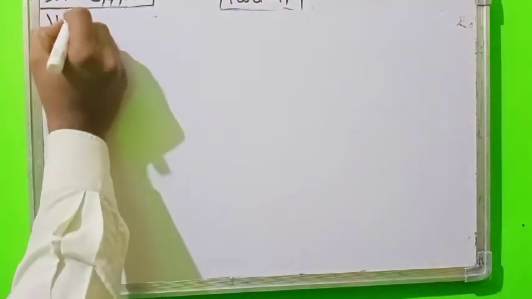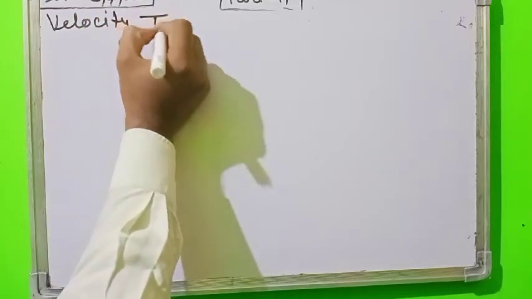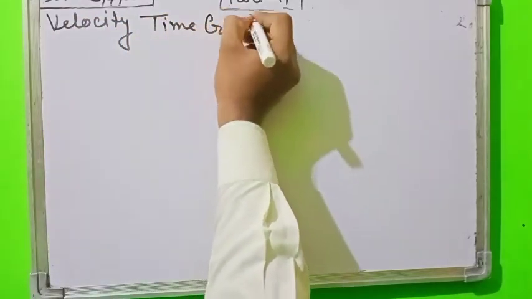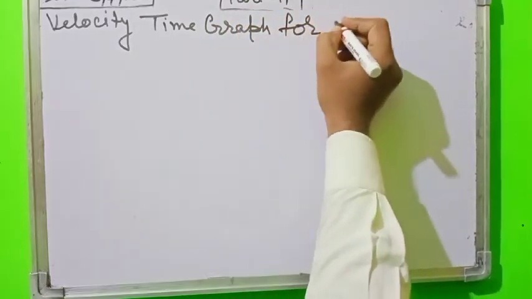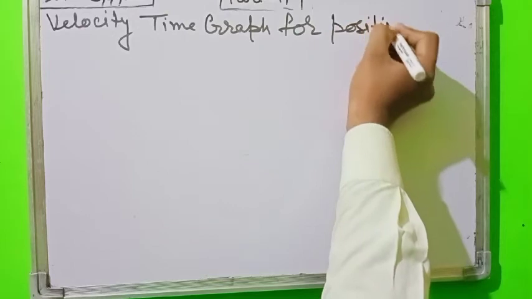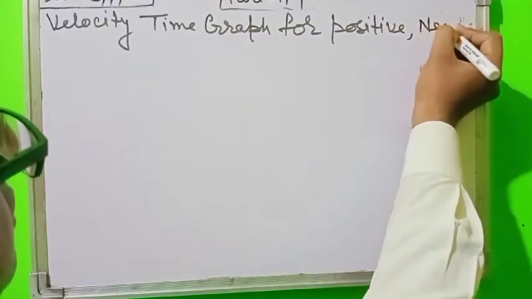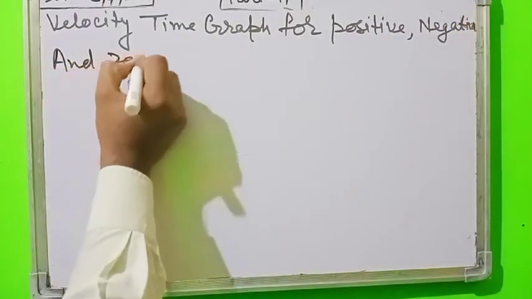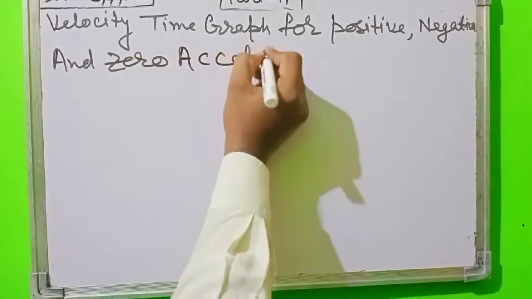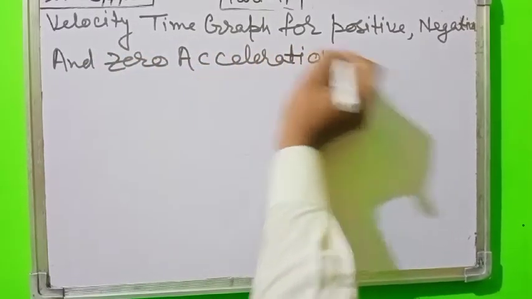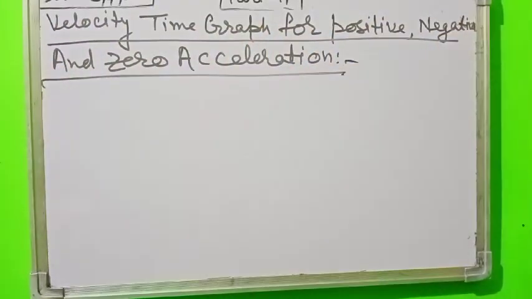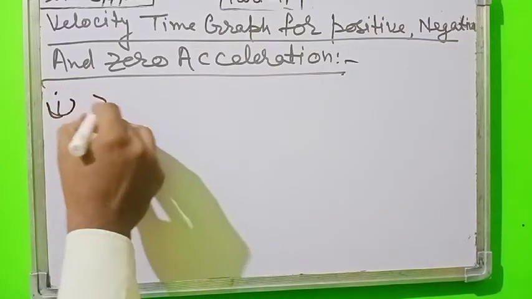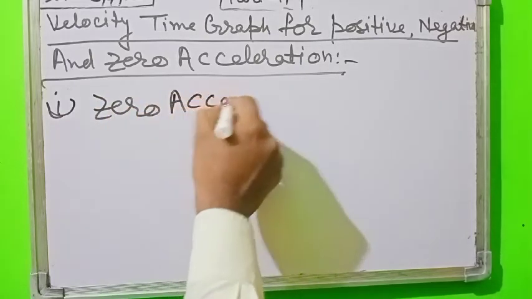Velocity time graph for positive, negative and zero acceleration. First is zero acceleration.